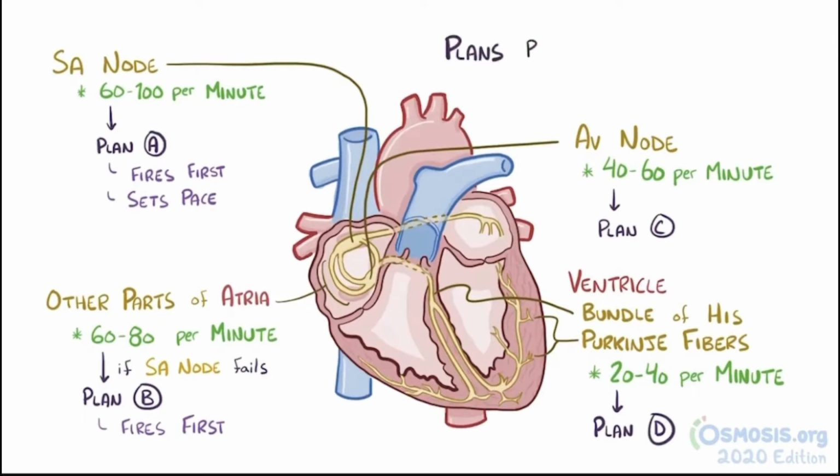Once any of these groups of latent pacemaker cells steps up, it's called an ectopic pacemaker, or ectopic focus, meaning that the pace is being set from a place other than the usual spot, which is the SA node.